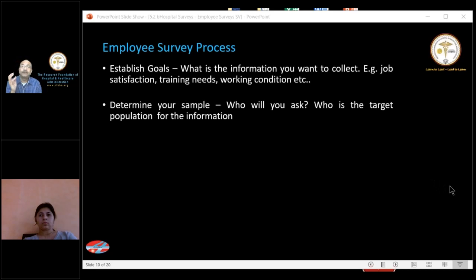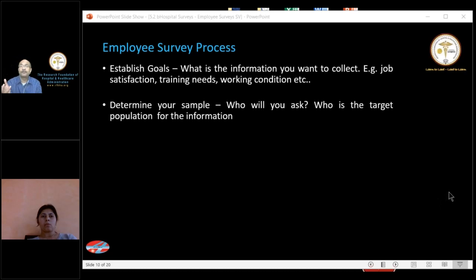Now, here we will have to remember that if the questions or the responses that we are seeking are applicable to all the employees, then possibly our population size will be all the employees. But if you are assessing something very specific, for example, something relating to the nurses, your population size will be only nurses.